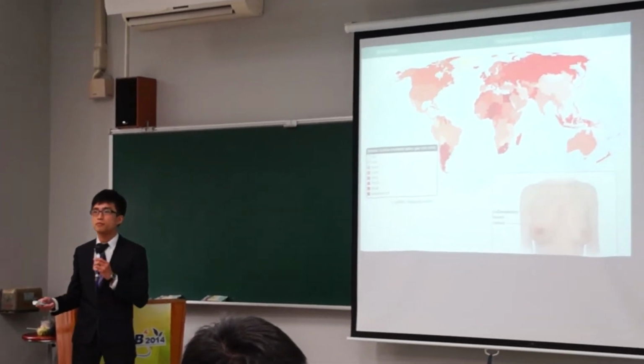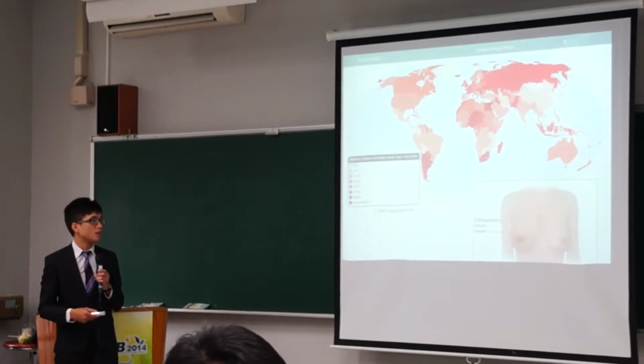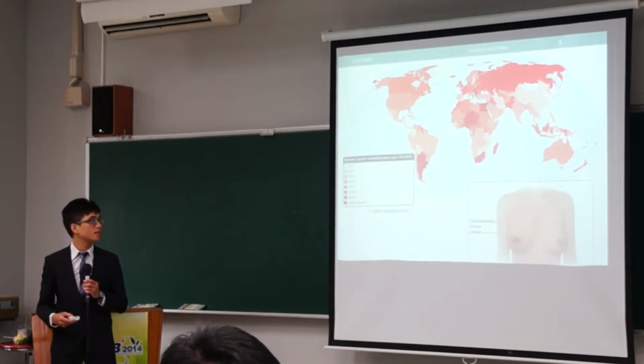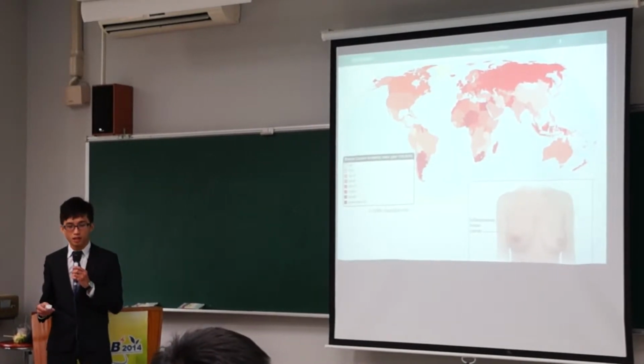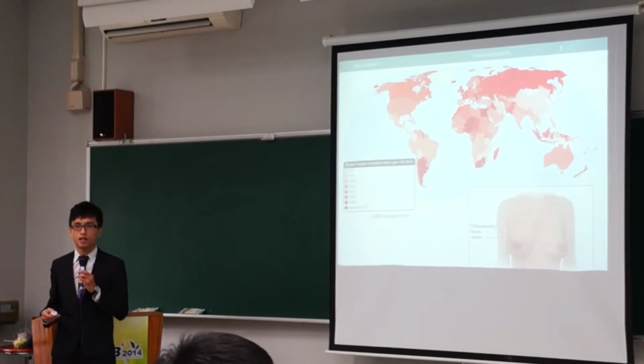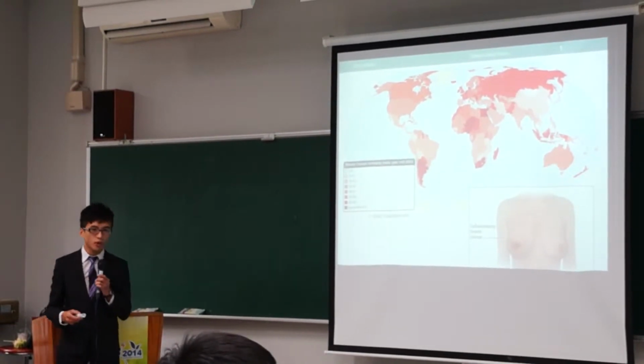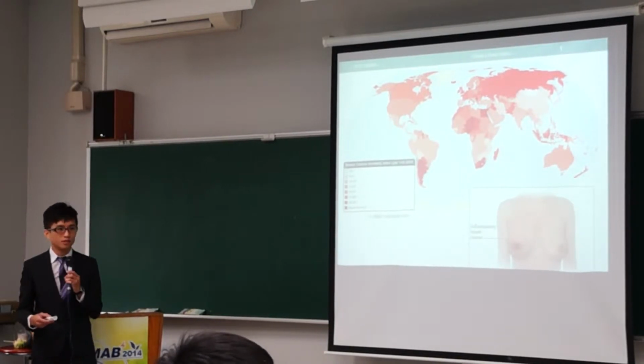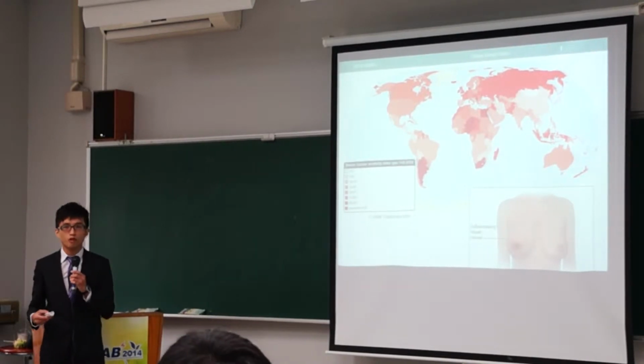Breast cancer is the commonest cancer in women. The lower right picture shows a woman who has breast cancer. This map shows the mortality rate of breast cancer around the world. In 2008, breast cancer caused 400,000 deaths, so we should focus more on it.